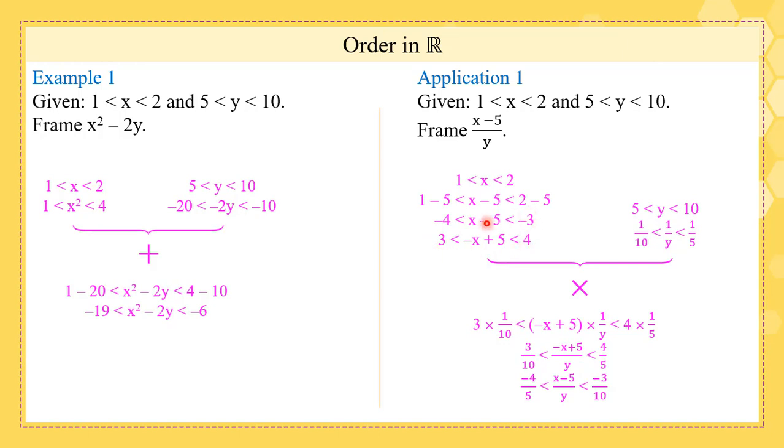Because if x minus 5 is between negative 4 and negative 3, it means that all of these values are negative, whereas all of these values are positive. So we cannot multiply them. In case we want to multiply, all numbers should be positive.